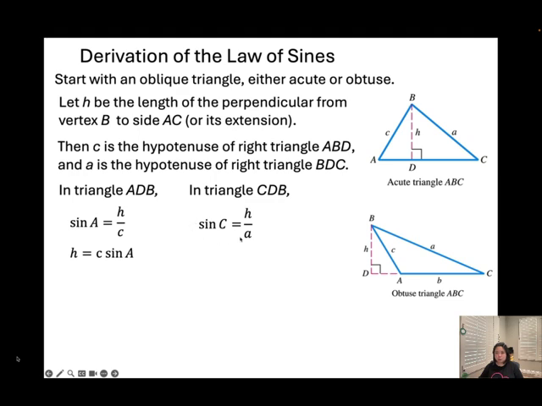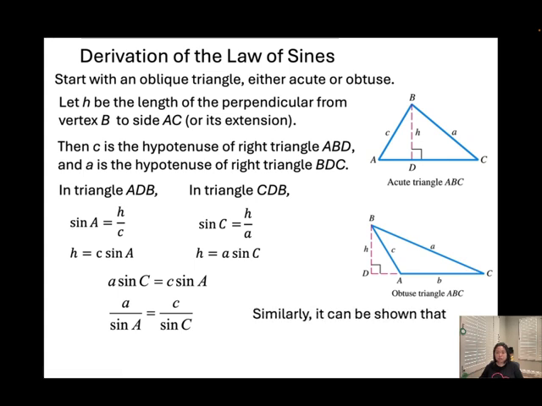Now, we're going to multiply by a on both sides. Okay, so since both equations equal h, that means a sine C equals c sine A. And then we're going to divide by ac on both sides. So you're going to get this part. This is part of the law of sines: sine A over a equals sine C over c here.